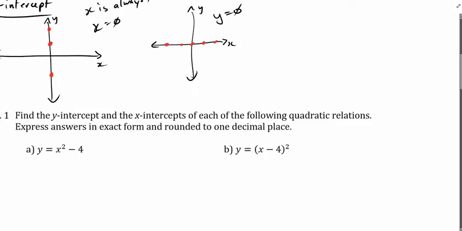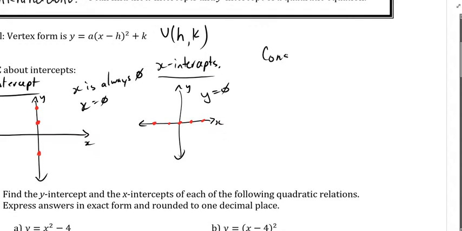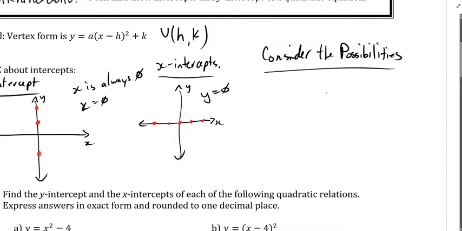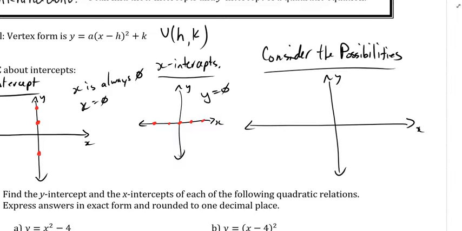Consider the possibilities. Okay, so I'm going to draw a nice big axis here. Somebody give me an example of a parabola that has some x-intercepts, what it looks like. It's a little bit hard to do, but can you describe it so that I could draw it? How would you describe a parabola with some intercepts?